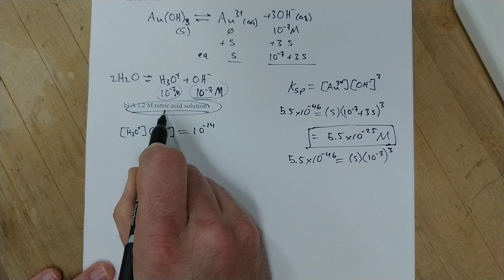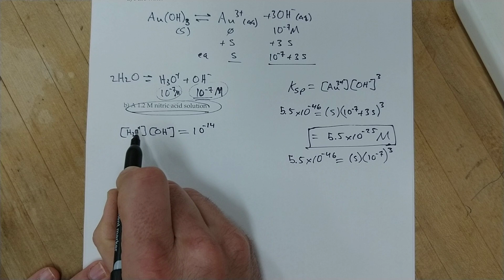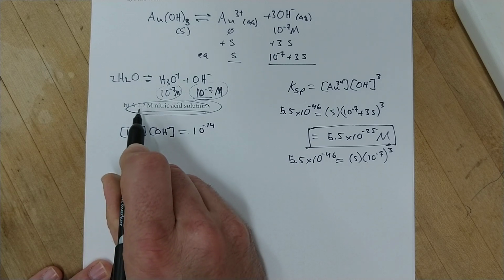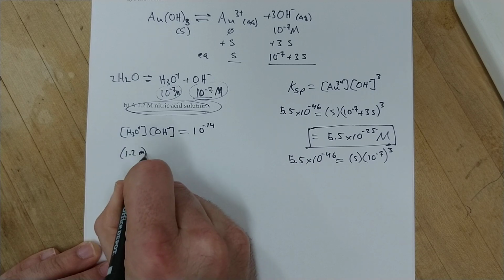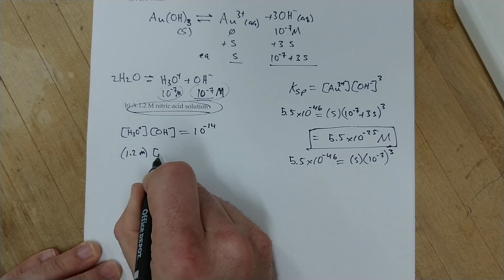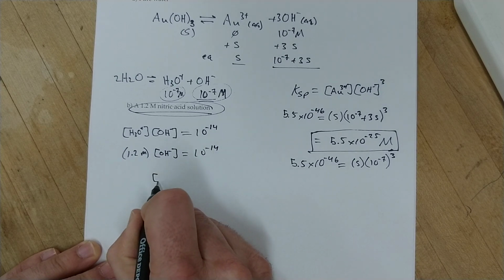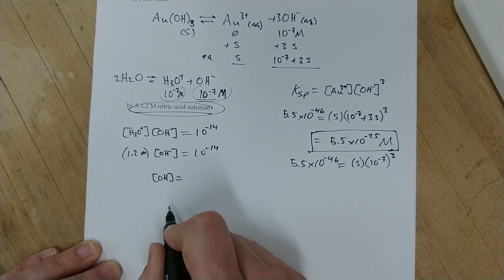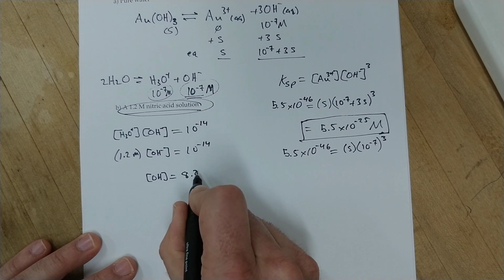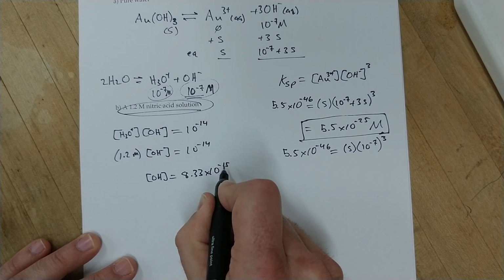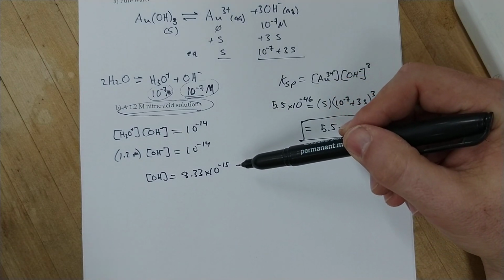But in 1.2 molarity nitric acid, that's a strong acid, so it's going to dissociate completely. So that's saying the hydronium ion concentration here is 1.2 molarity. So you could plug in 1.2 molarity here and solve for the hydroxide ion concentration. And you'll get that the hydroxide ion concentration now is much, much, much lower. So you'll get 8.33 times 10 to the negative 15. Where in neutral water it was 10 to the negative 7, now it's 10 to the negative 15. It's much, much, much lower.